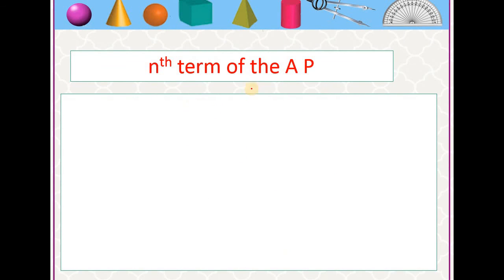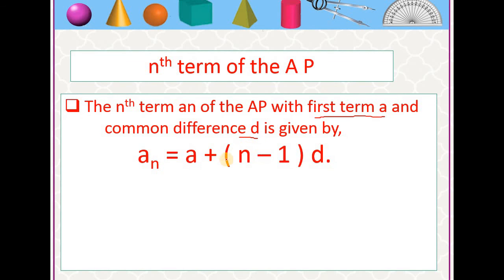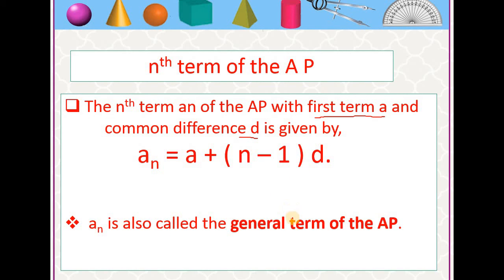So finally we can conclude that the nth term of the arithmetic progression, if the first term is A and the common difference is D, is An equal to A plus n minus 1 into D. So this formula is called the nth term of an arithmetic progression, or the general term of an arithmetic progression.